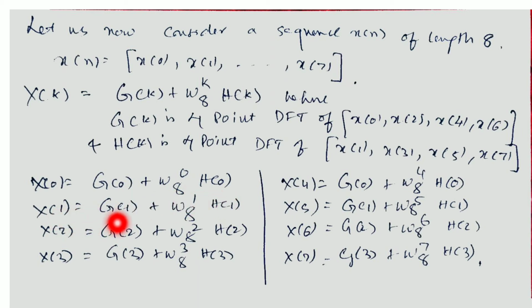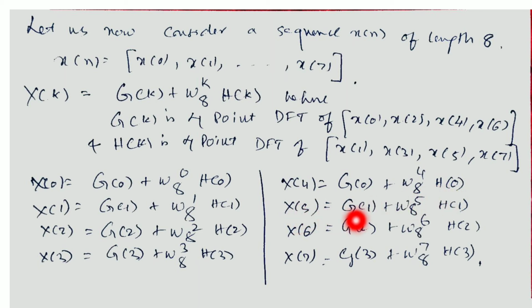X of 1 is equal to g of 1 plus w8 power 1 h of 1. X of 2 is equal to g of 2 plus w8 power 2 h of 2. And x of 3 is equal to g of 3 plus w8 power 3 h of 3. When I go for x of 4, on the right hand side I don't write g of 4, because g of 0 to g of 3, after this the values are going to be repeated. G of 4 would be same as g of 0, therefore I write x of 4 is equal to g of 0 plus w8 power 4 h of 0.